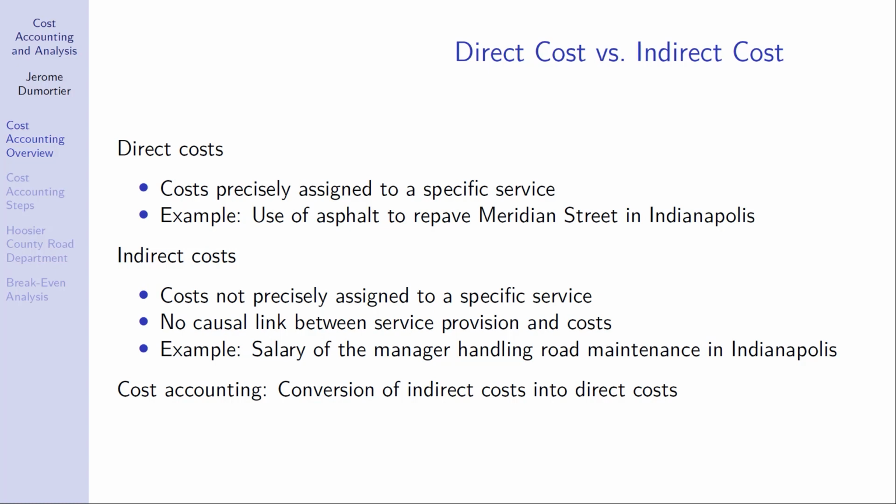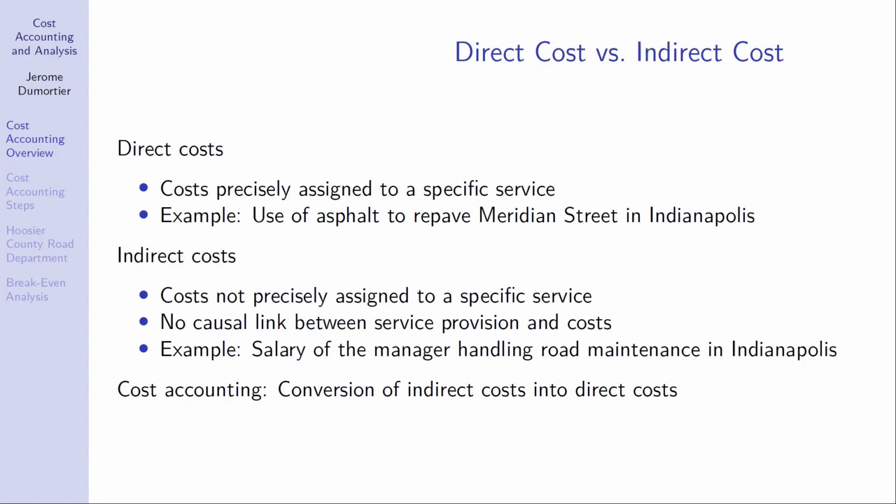Usually as an agency, you have a direct cost and indirect cost. Direct costs are costs that can be specifically assigned to a service. So for example, if you are repaving Meridian Street in Indianapolis, then the asphalt that you are going to use to pave the street would be a direct cost.